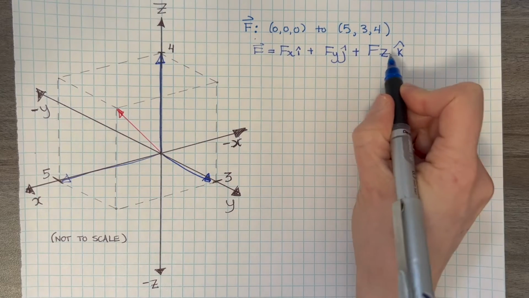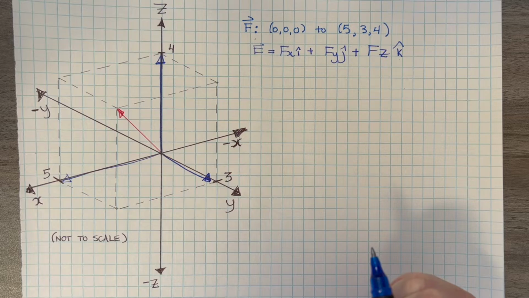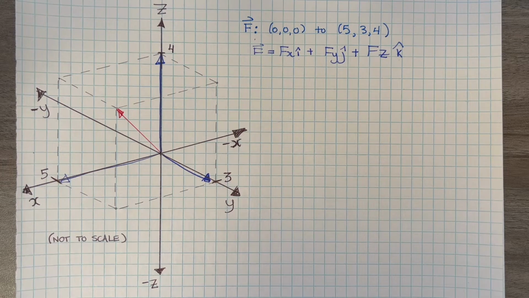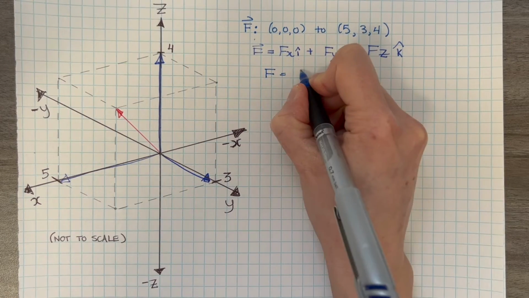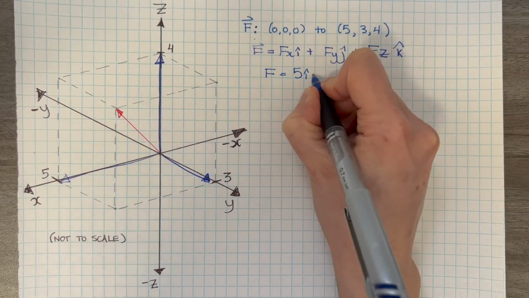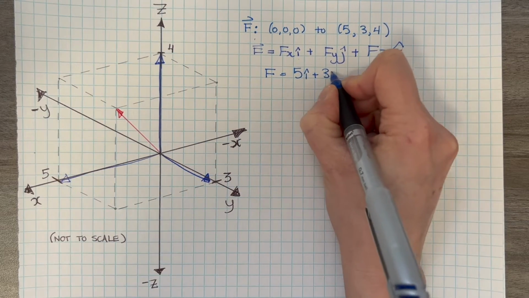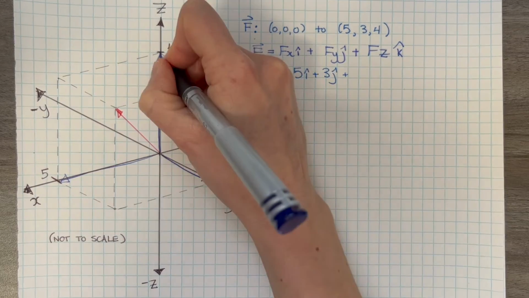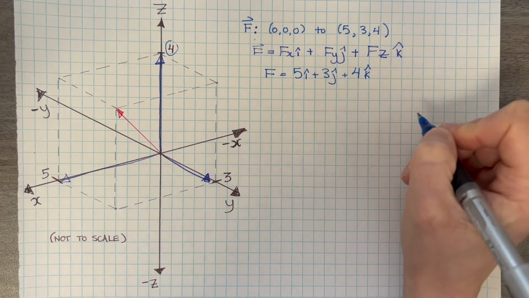i, j, and k are unit vectors in the direction of x, y, and z. A unit vector has a magnitude of 1. So what this is really saying is that our vector has components made up of a scalar 5 multiplied by a unit vector in the x direction, a scalar 3 multiplied by a unit vector in the y direction, and a scalar 4 multiplied by a unit vector in the z direction.